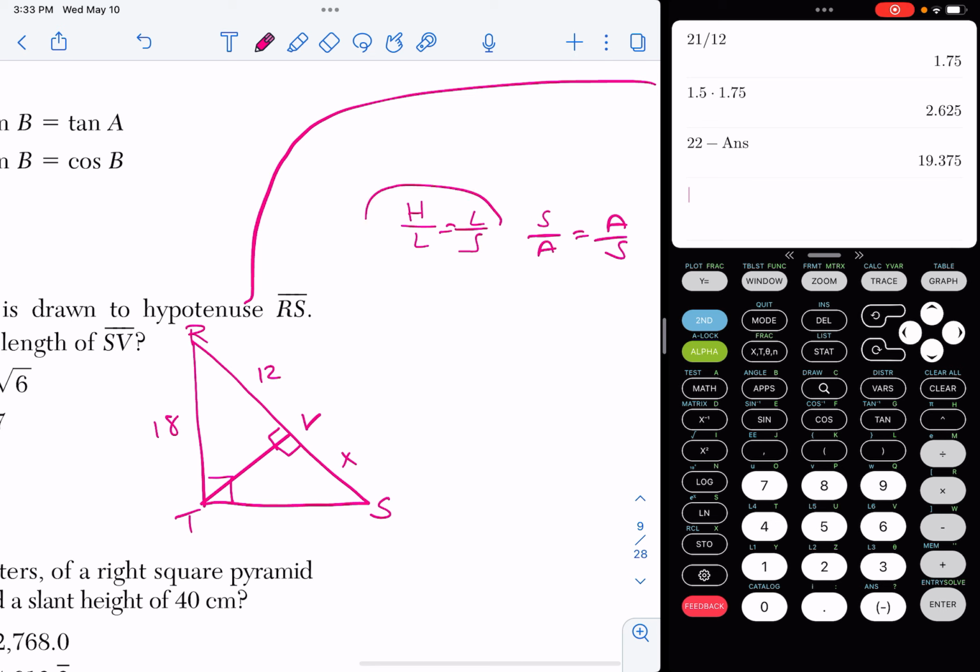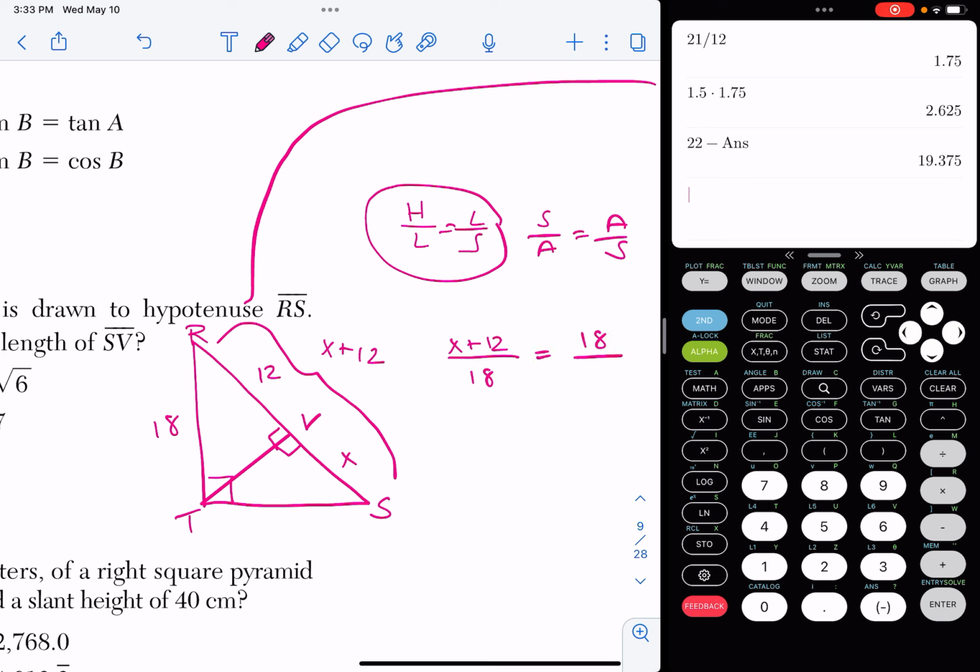In this case, this is going to be a Hills question. The hypotenuse, H is for hypotenuse, is x plus 12. L is for leg, is 18. The leg is 18 again. And S is for segment. We're talking about the segment that's closest to that leg. So in this case, 12.